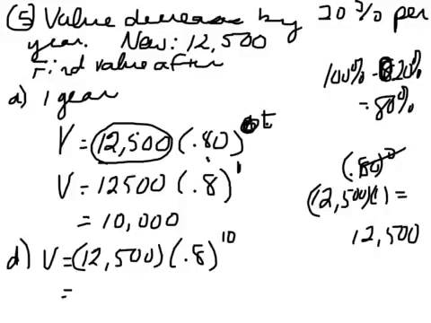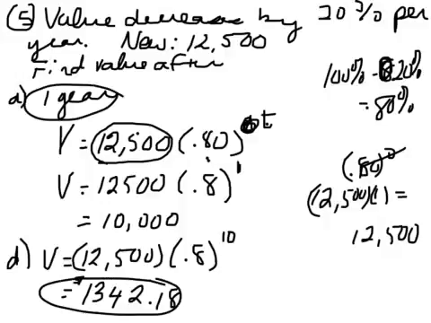I'm doing all this in my calculator. I'm just writing down what I put in, and the car is only worth about $1,342.18. Not much after 10 years, is it? So you'll do the B and the C parts, and all you're going to be changing each time is what you plug in for t. t is the number of years.